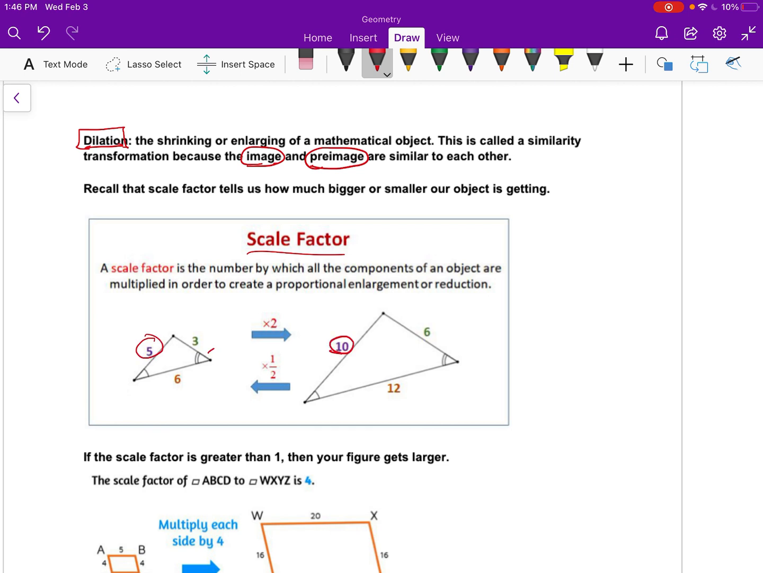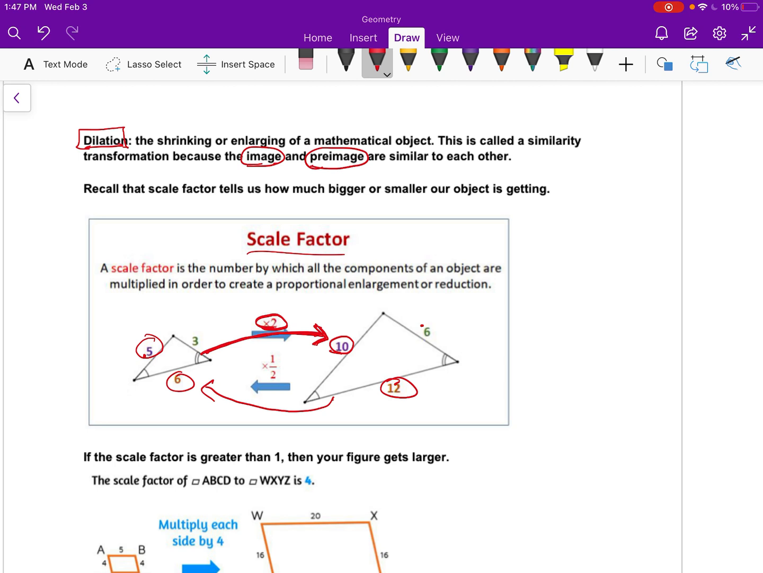If we're going smaller to bigger triangle here, our corresponding sides are 5 and 10. How do you get from 5 to 10? You multiply it by a scale of 2. Anything times 2 on this triangle: 5 times 2, 3 times 2 gives you 6. So the scale factor is 2. Now, if we're going bigger to smaller, how do you get from 12 to 6? You times it by a half, or you divide by 2. Timesing by 1/2 and dividing by 2 are the exact same thing.